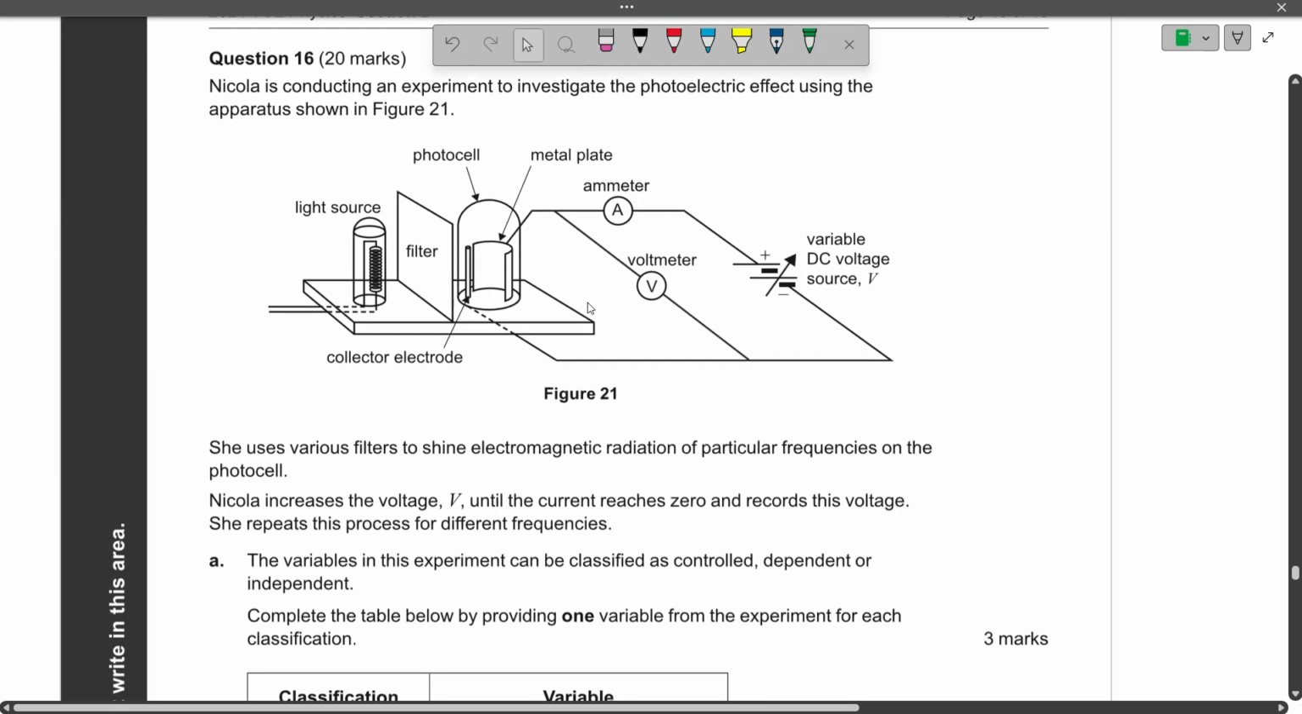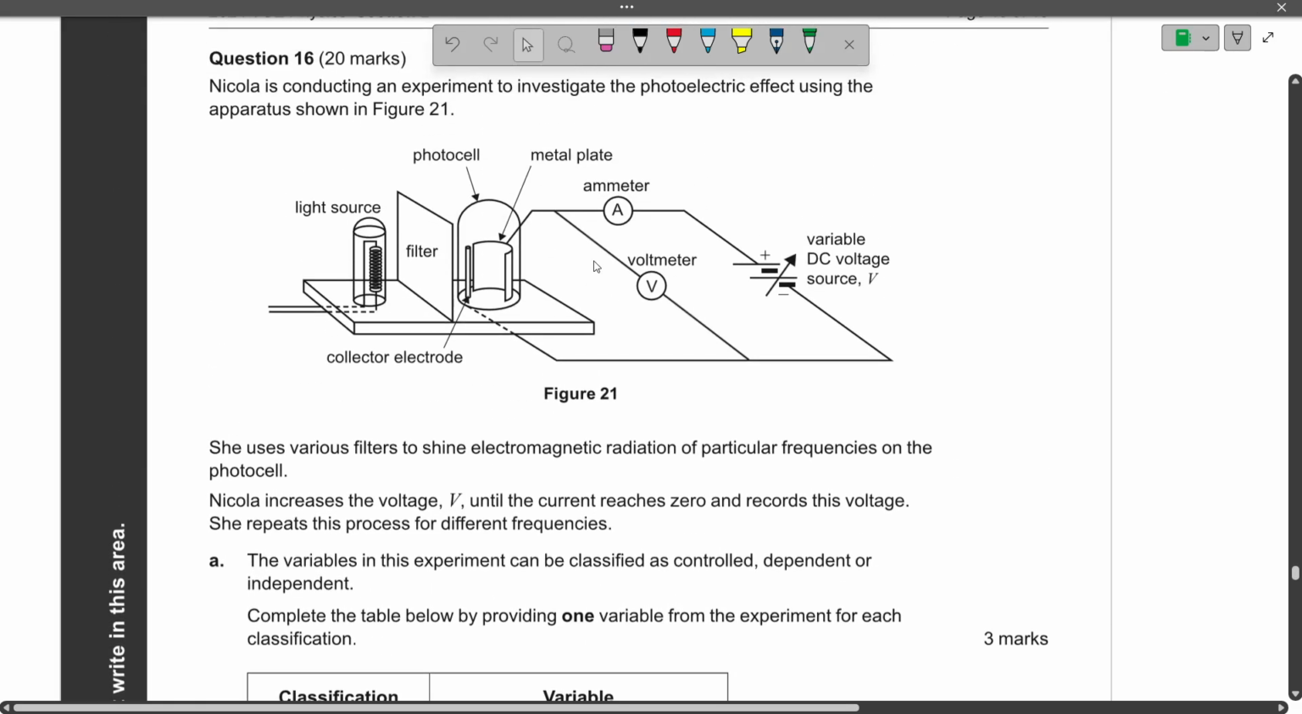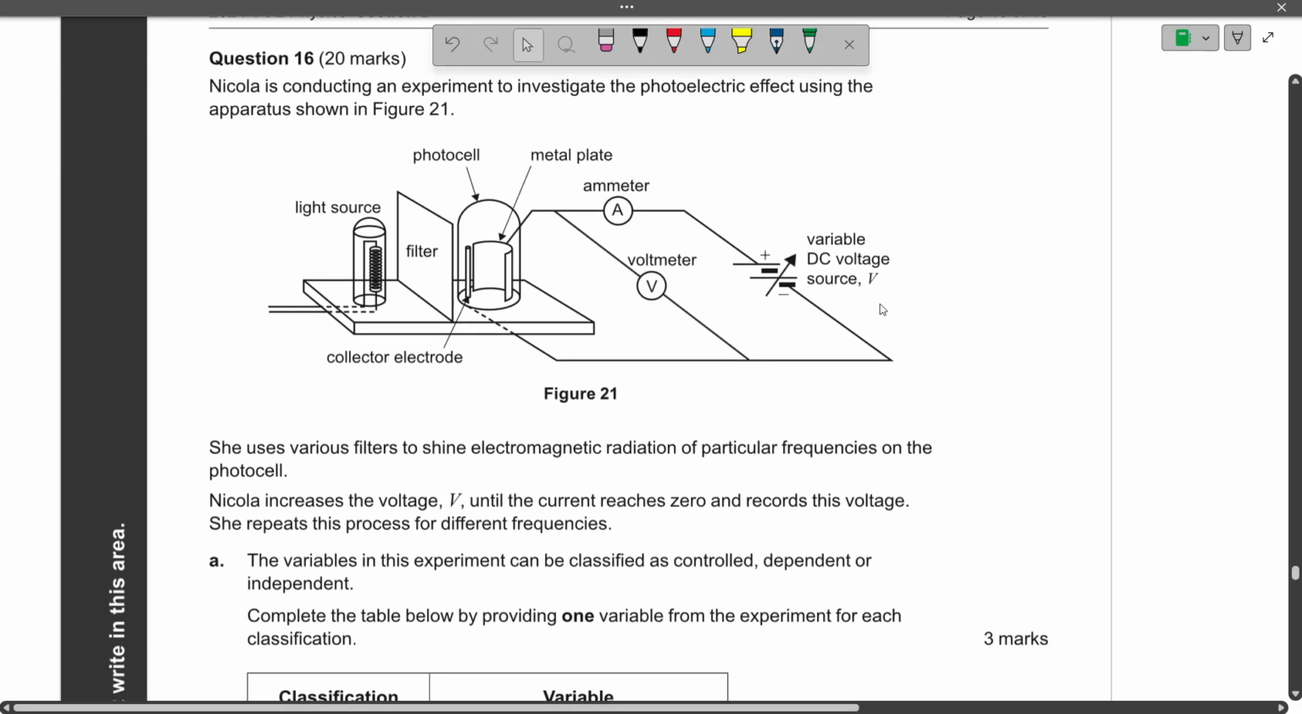Alright, I think this is the last question. This looks like the experiment question that usually ends the exam. So how are we doing for time? 56 minutes. Alright, so this shouldn't take more than 10-15 minutes to do.